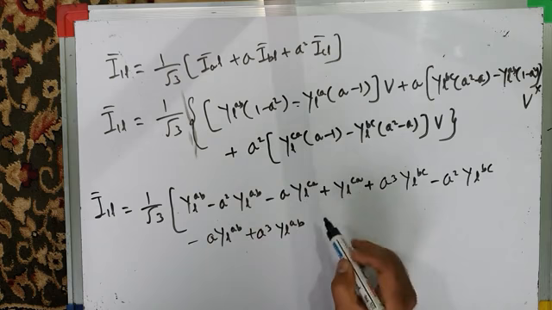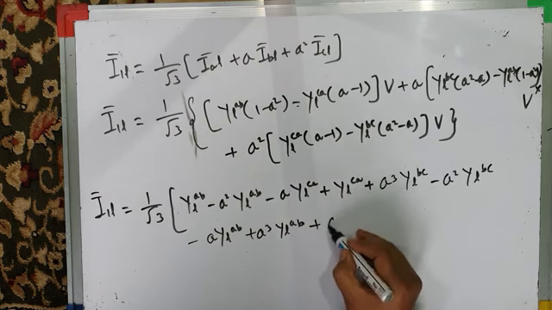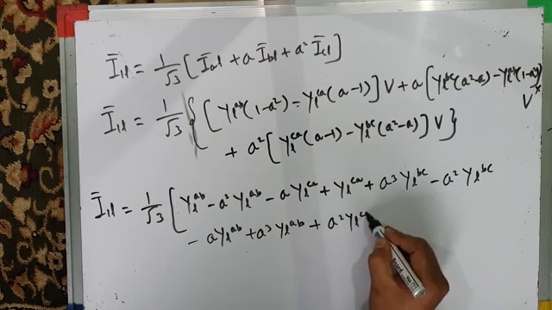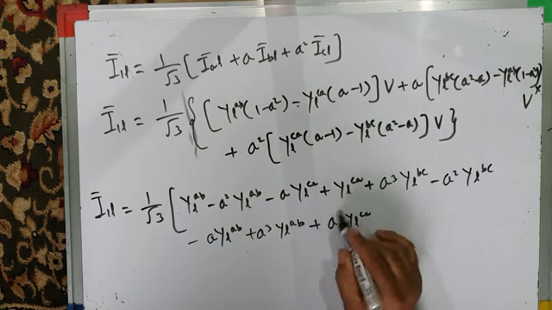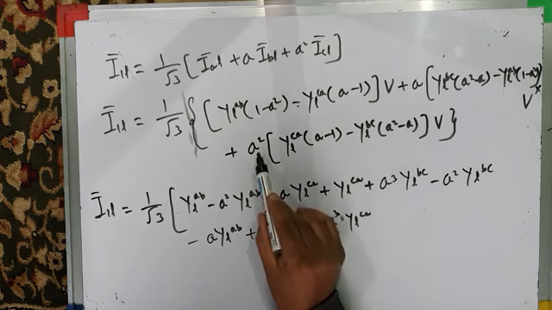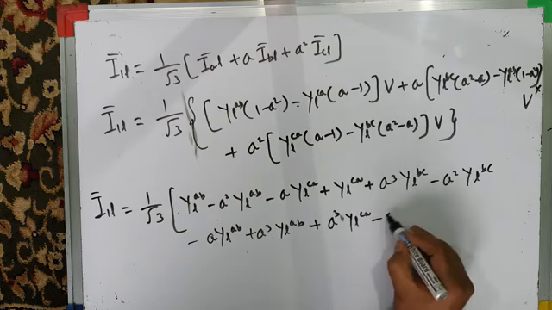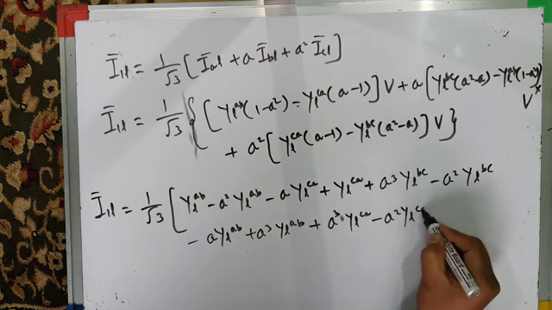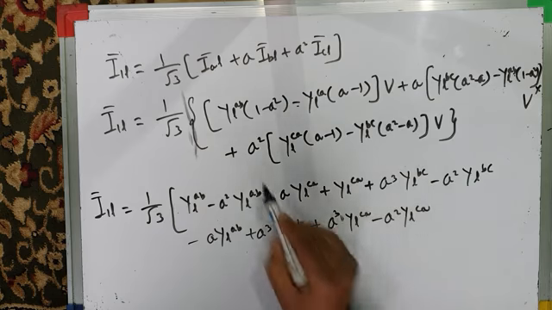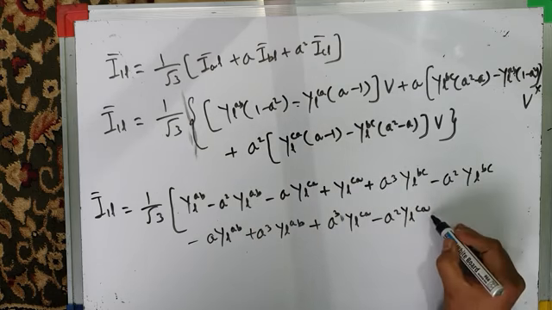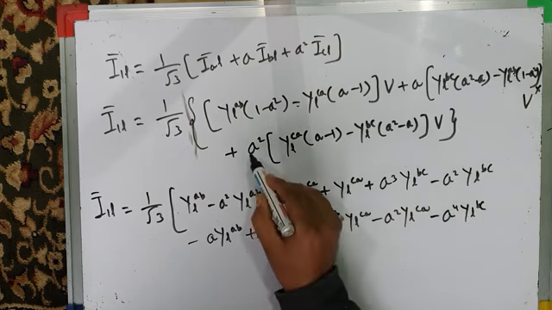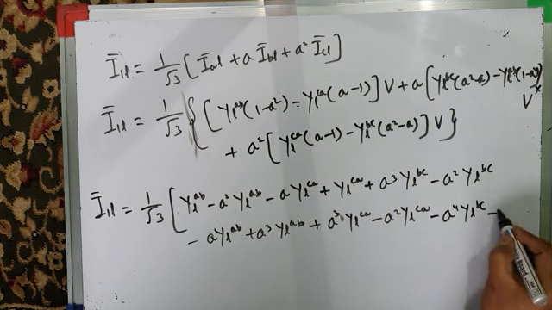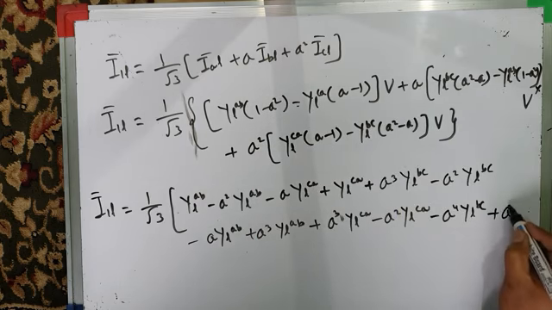Then this plus A square YLCA, minus A square into A is, of course, A cube. It's not A square, it's A cube. Minus A square into 1 is A square YLCA. And then A square into A square is A to the power 4, minus A to the power 4 YLBC. Then A square, minus into minus is plus, A square into A is A cube YLCA.